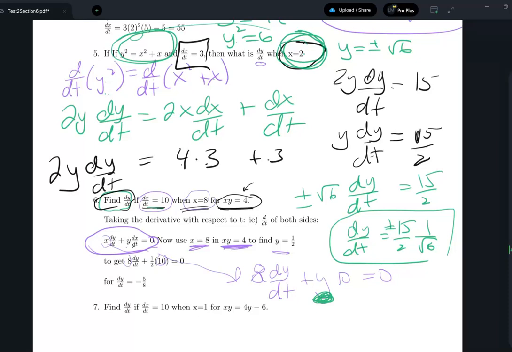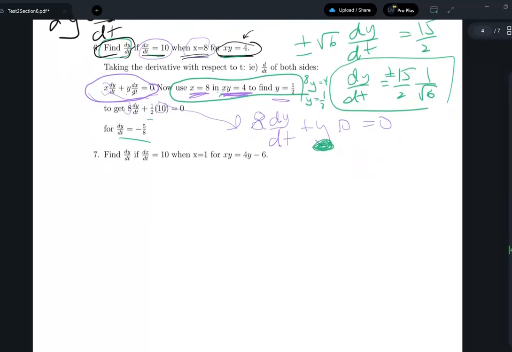So this is going to be a common dilemma. That's where you put the when information into your original equation. So if I put x equal 8 into here, I get 8y equals 4. So that means y equals 1/2. And so that's what you plug in for y. And then you can solve for dy over dt.